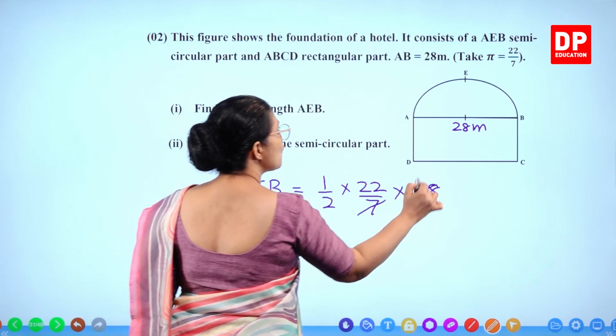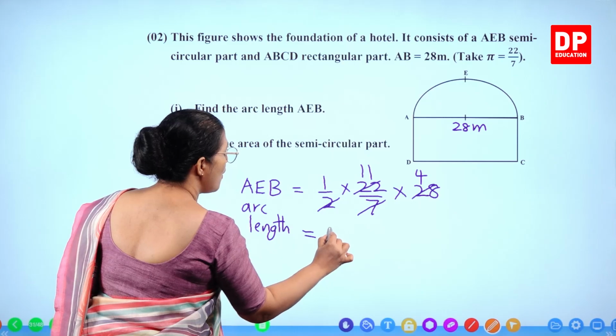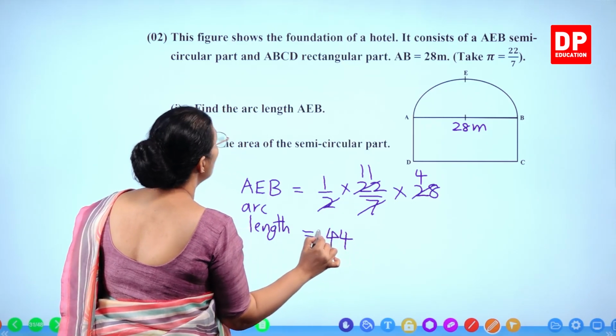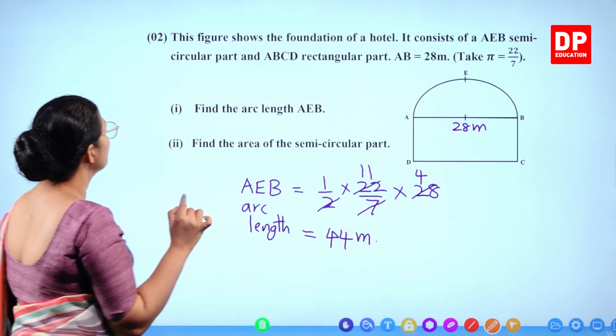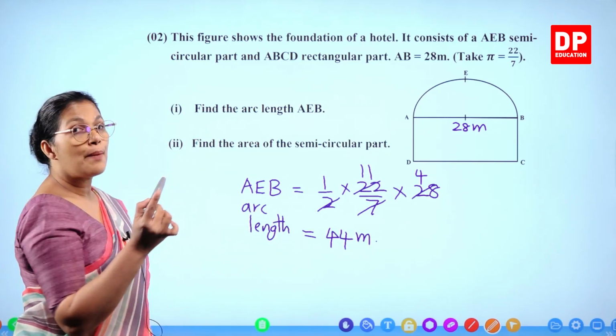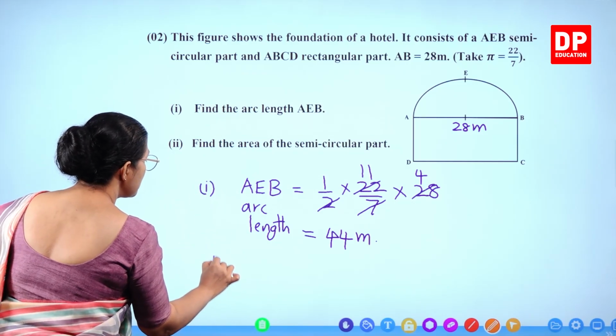So 7 times 4, 2 times 11, 11 times 4, that's 44 meters. That is the arc length. Find the area of the semicircular part. That means you have to find the area of the semicircle.